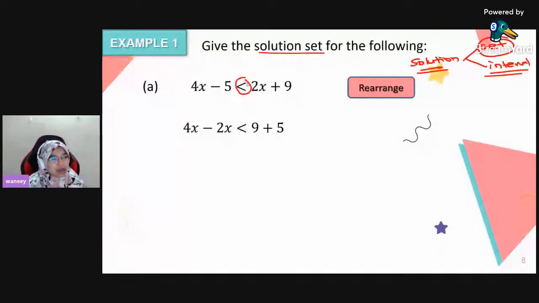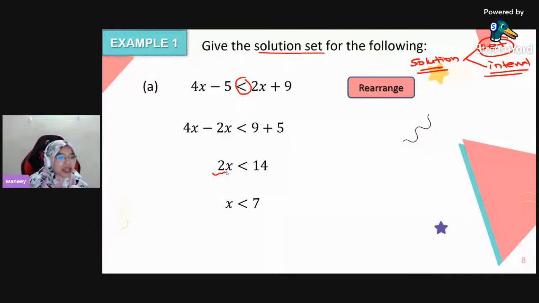Of course, for x minus 2x, you can actually simplify them. So it will become 2x less than 14. And then we need to make x as the subject. Therefore, you should divide everything by 2. So 2 is actually a positive number. Since you are dividing with some positive number, you don't have to flip the sign.